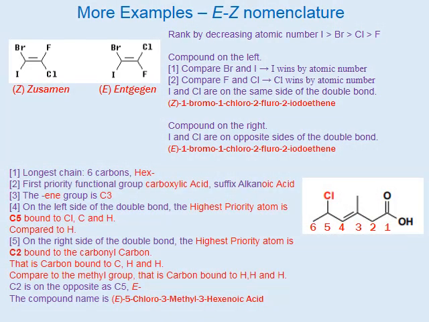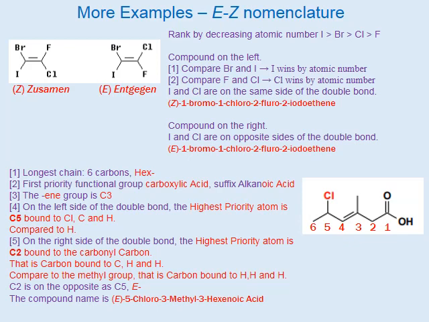Our next example is a compound with a 6-carbon parent chain, containing a carboxylic acid functional group, a double bond, and a chlorine atom. The carboxylic acid is designated as the principal functional group, and the carbonyl carbon is designated carbon number 1.